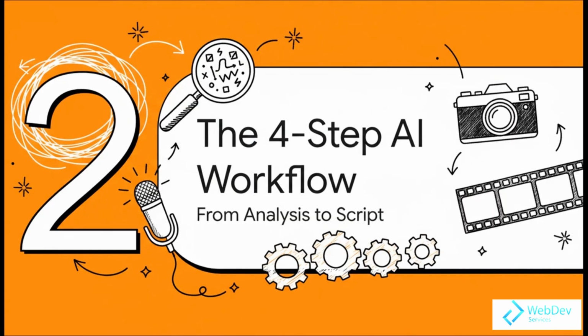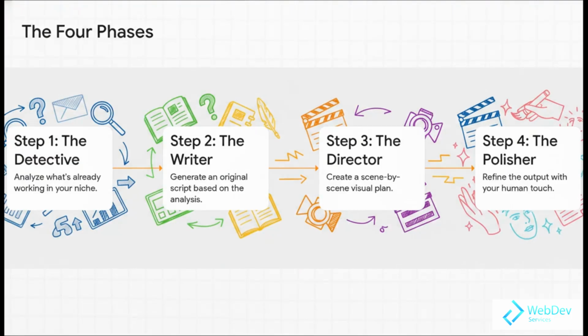All right, so how do we actually pull this off? It's a pretty simple four-step AI workflow. We're going to go from being a detective and analyzing your competition all the way to a polished, ready-to-go script, and we'll even get visual cues out of it. So here are our 4 phases. We've got the detective for the research part, the writer for actually generating the script, the director for mapping out the visuals, and finally, the polisher, which is where we add that crucial human touch. So let's kick things off with the detective.